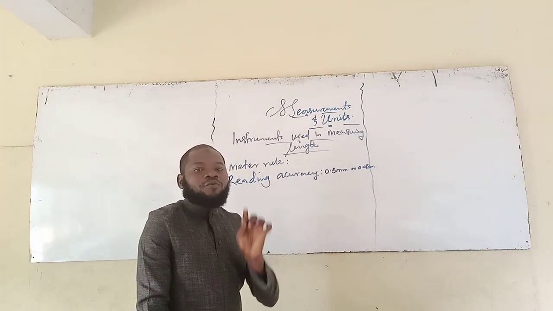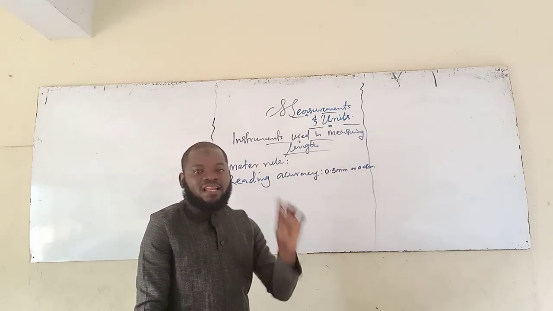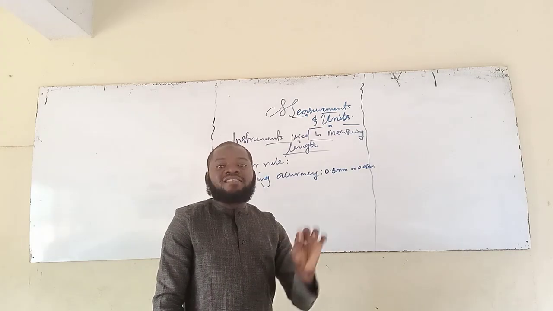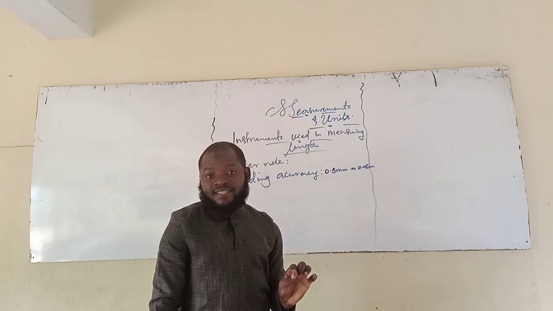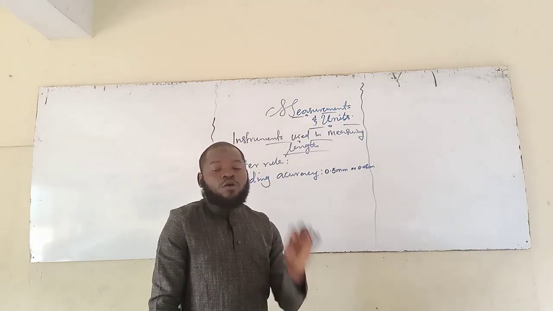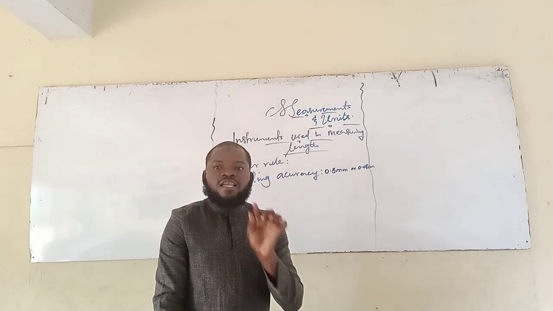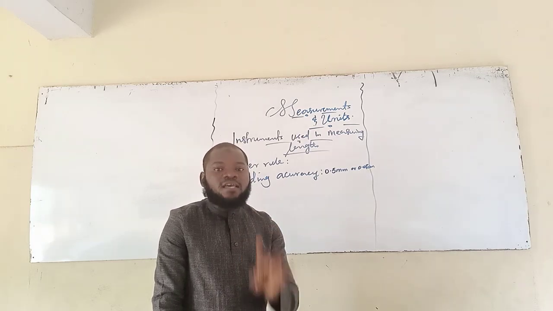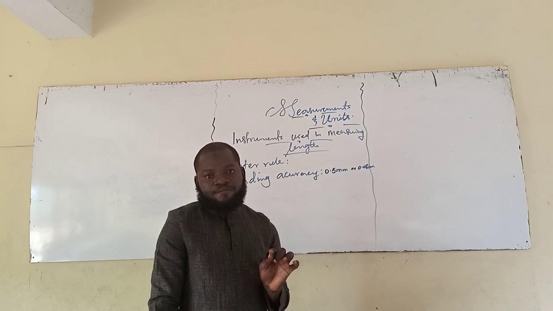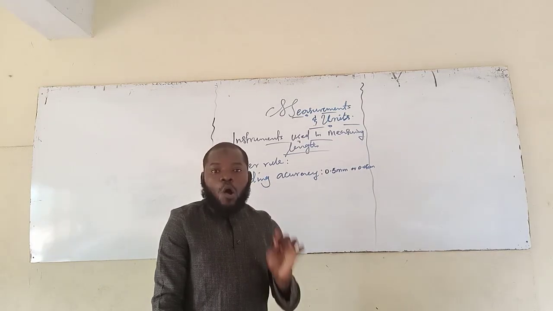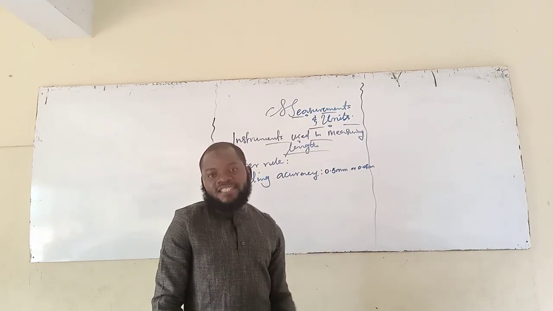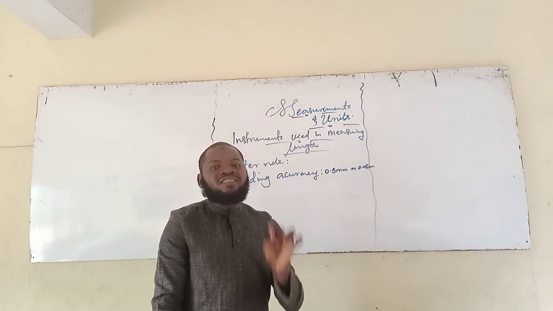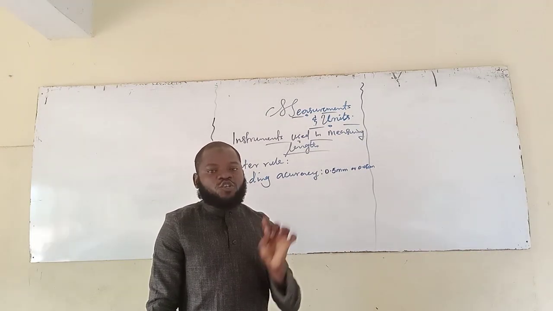In other words, your reading accuracy is the least possible error that you can encounter while using that particular measuring device. Am I making sense now? So if you are using a meter rule, the least possible error that you can commit is 0.5 millimeter or 0.05 centimeter.